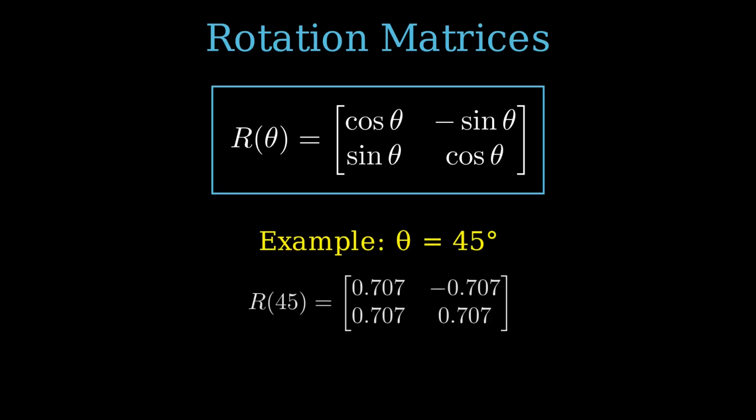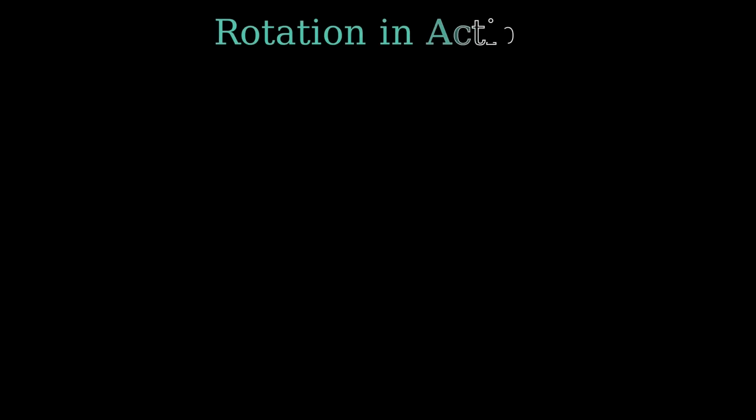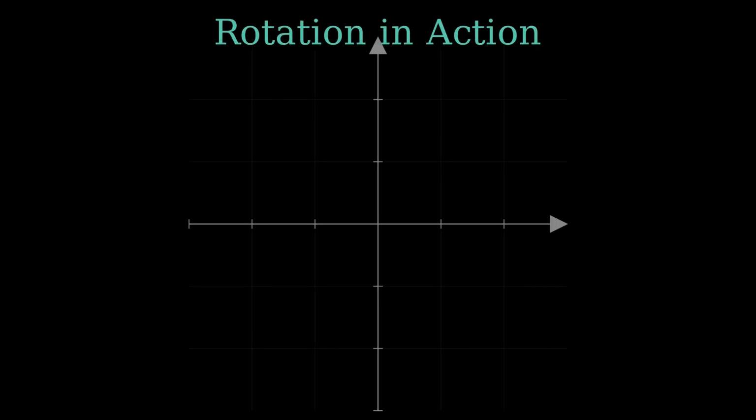Theta is the angle of rotation. Let's see a specific example, rotating by 45 degrees. Watch what happens when we apply a rotation. I'll show you a grid of vectors being rotated together.